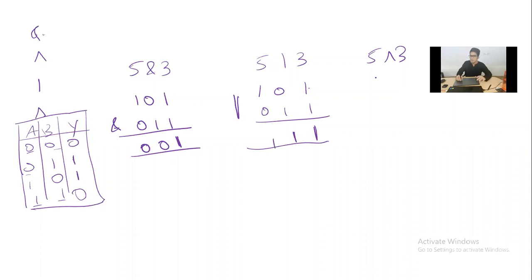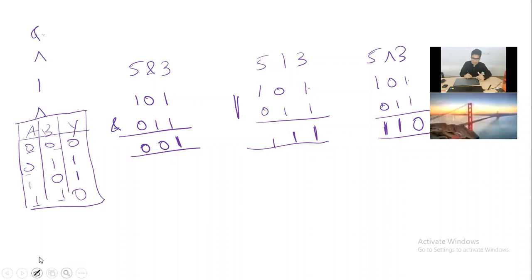XOR now. 5 is 1 0 1, 3 is 0 1 1. XOR means if the bits are changing, then only output is 1. So 1 to 1, are the bits changing here? No, bits are not changing. 0 to 1, are the bits changing? Yes. 1 to 0, are the bits changing? Yes. So these are all the binary values, but you have to understand, your computer will not print binary values. Your computer always prints decimal values. Okay, so let's convert from binary to decimal. So I'll be taking a different color now.